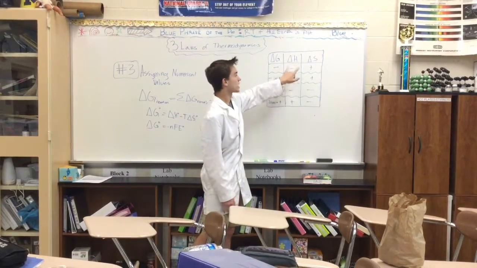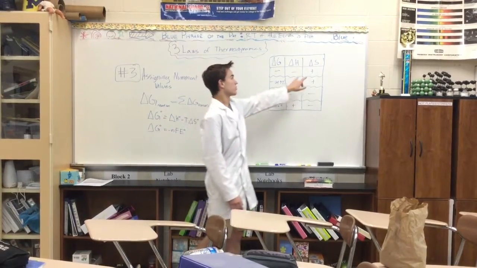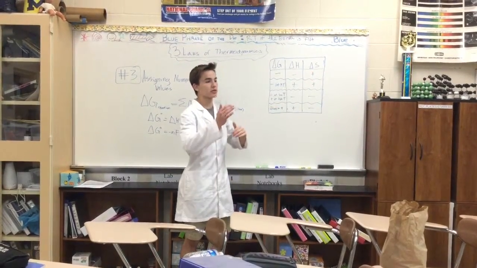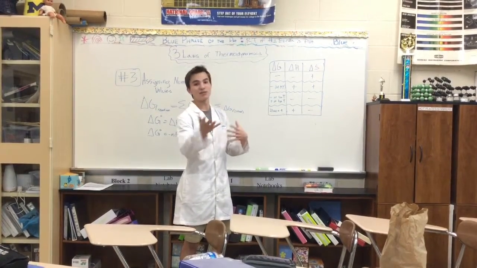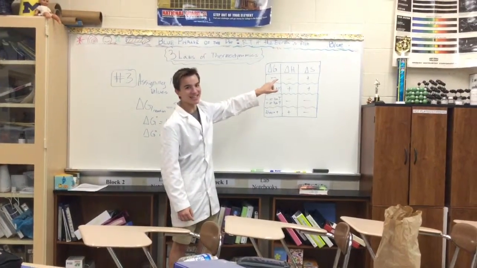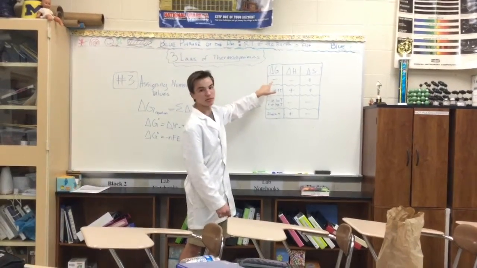If you have a negative enthalpy, that means it'll create heat after it's done. But with a positive entropy change, which means an increase in disorder, delta G will be negative, which means it's a favorable reaction, and there'll be minimal energy left over when you're done.